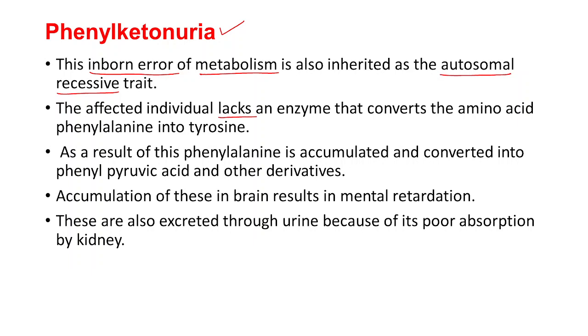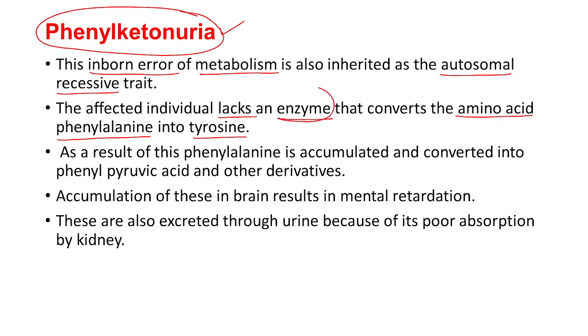Next, what happens to the affected individuals? They lack an enzyme that converts the amino acid phenylalanine into tyrosine. In normal individuals, phenylalanine will be converted into tyrosine. But in individuals having phenylketonuria, the enzyme responsible for conversion of phenylalanine into tyrosine will be absent. As a result, the phenylalanine is accumulated and converted into phenylpyruvic acid and other derivatives.